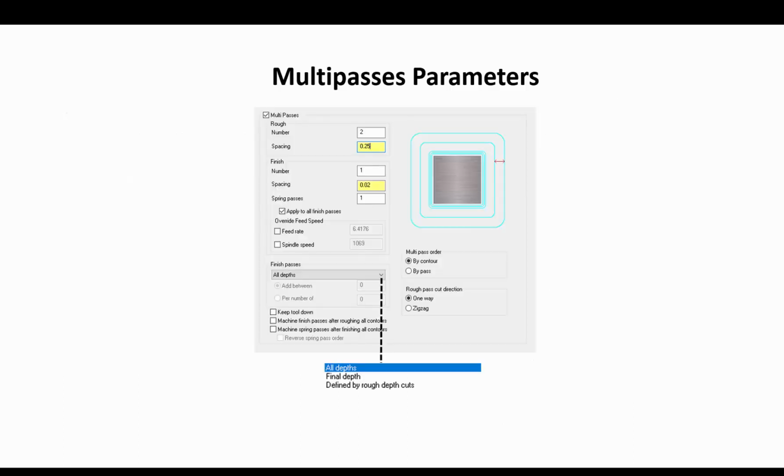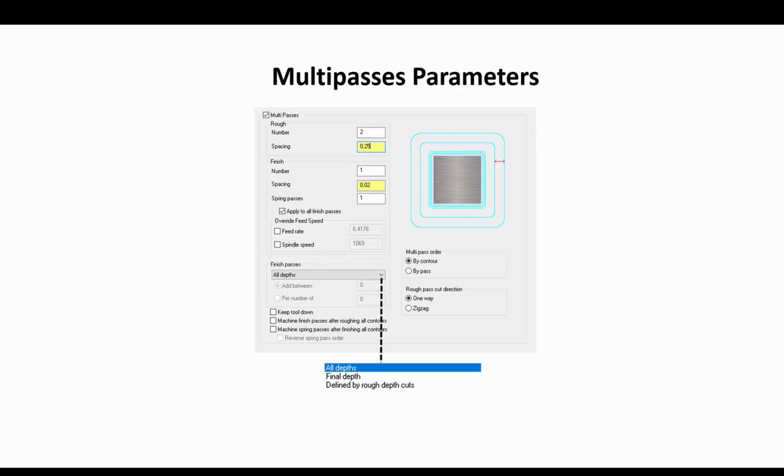Rough area sets the number and spacing, the amount of stock to be removed, of the roughing passes. Finish sets the number and the spacing of finish passes and the number of spring passes.